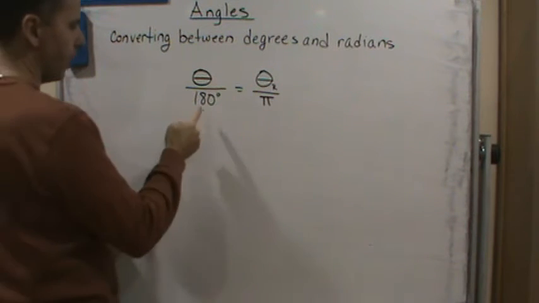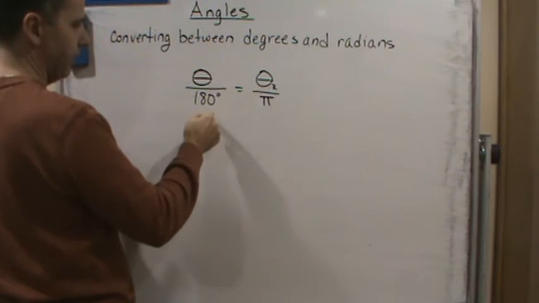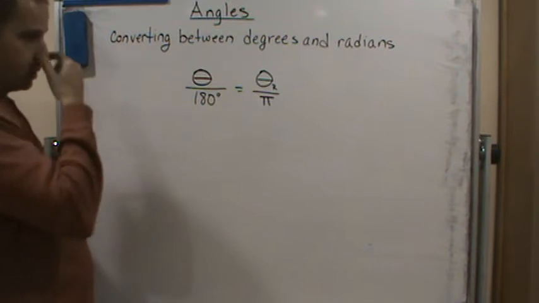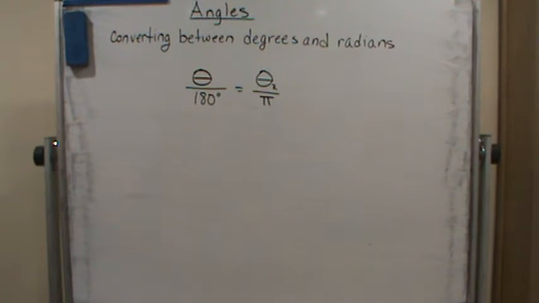Now, we could have done 360 to 2 pi, but if we divide both sides by 2, we get the same thing. So this will work just as much. That gives us a way of converting between radians and degrees using this proportion.